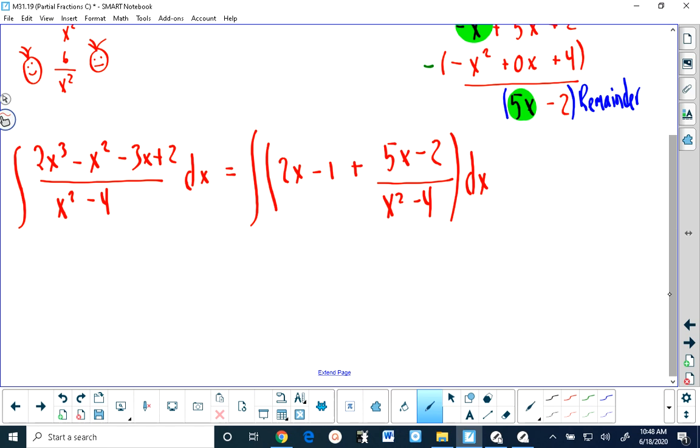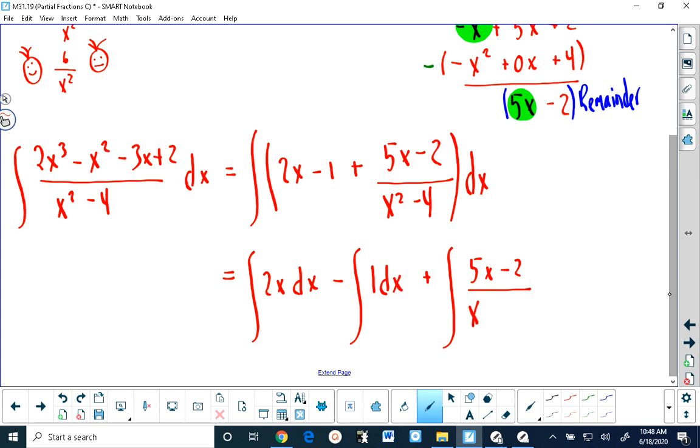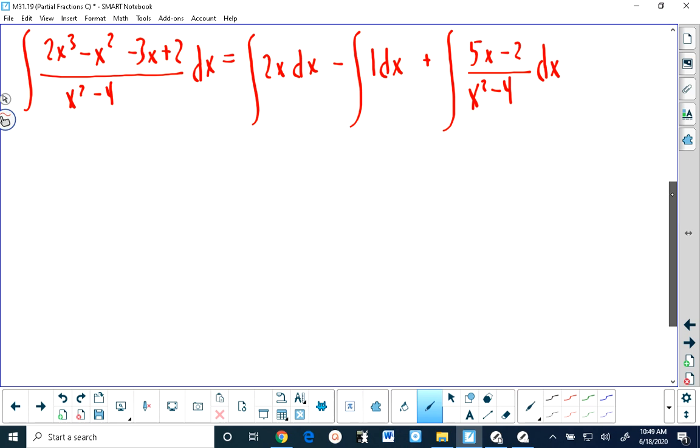So we've rewritten it. Now I'm going to go a little bit further and write it as three integrals: the integral of 2x dx minus the integral of 1 dx, or just minus integral dx, plus the integral of 5x minus 2 over x squared minus 4 dx. Now when we take a look at these three integrals, everybody knows the antiderivative of 2x is x squared minus, what is the antiderivative or integral of dx? X.